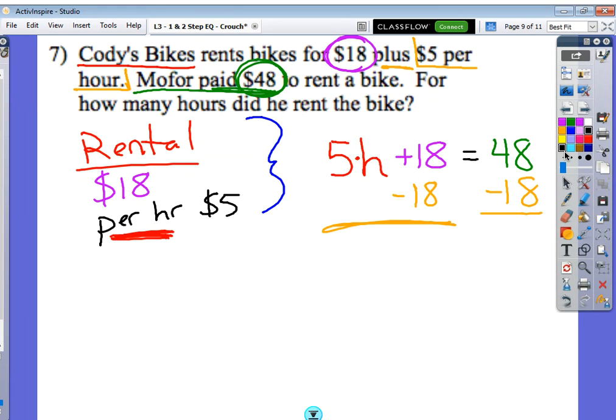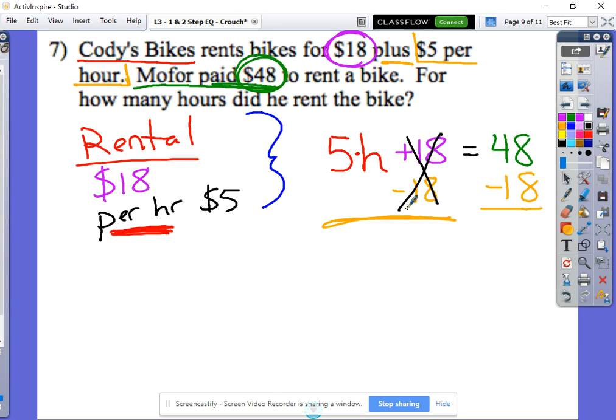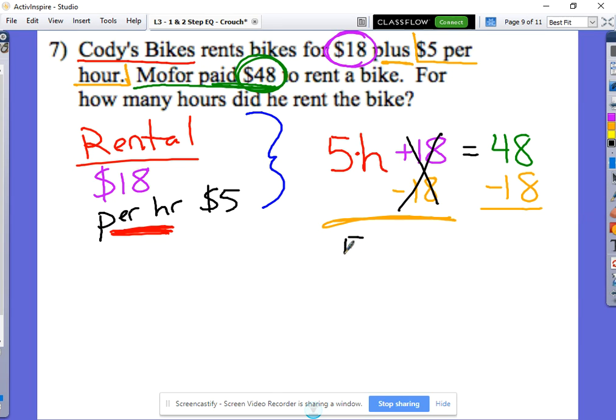Once we subtract 18, the 18s cancel out, which is great. We're left with simply 5h. And on the right-hand side, 48 minus 18, definitely try to do that without a calculator. 48 minus 8 would be 40. Take away 10 more, 30.